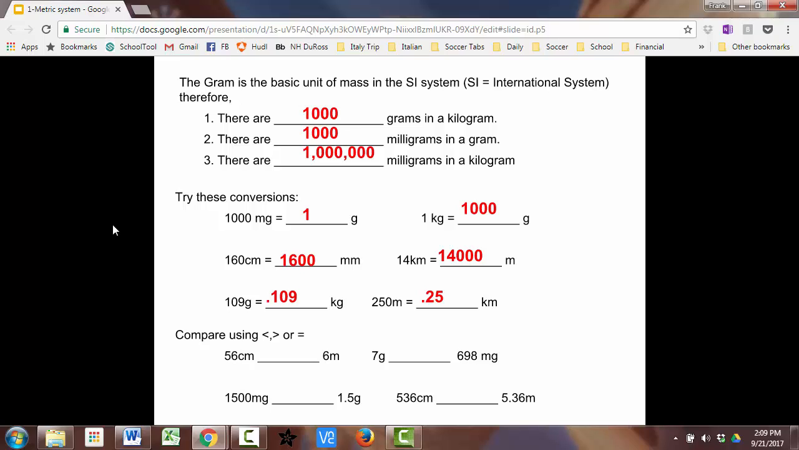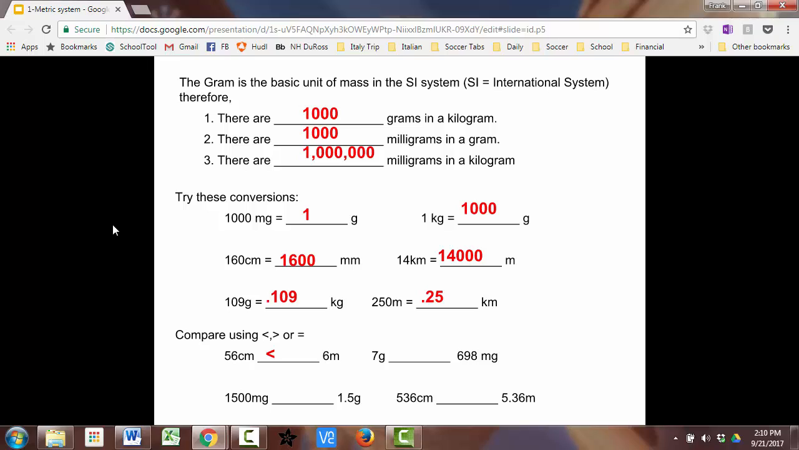So what should I fill in here? 56 centimeters versus 6 meters. So you could do the actual conversion, or you can just do it in your head. Arpad? It's less than 6 meters, far less than, yes.